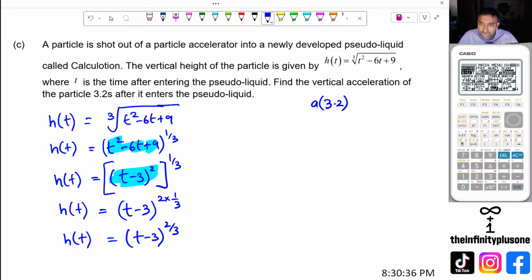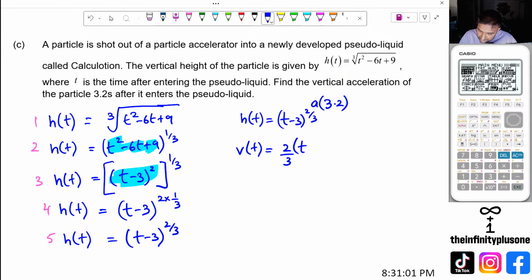Now, differentiating this using chain rule is a lot easier than trying to do it back in line 1. Line 5 is a lot easier to differentiate compared to line 1. So I'm going to differentiate line 5, h of t equals t minus 3 to the power of 2/3. Then the velocity is going to be 2/3 t minus 3 to the power of 1/3. And because you have to multiply by the differentiation of the inside, in this case it's just 1, so you don't really have to worry about it. So you can go to the next one.